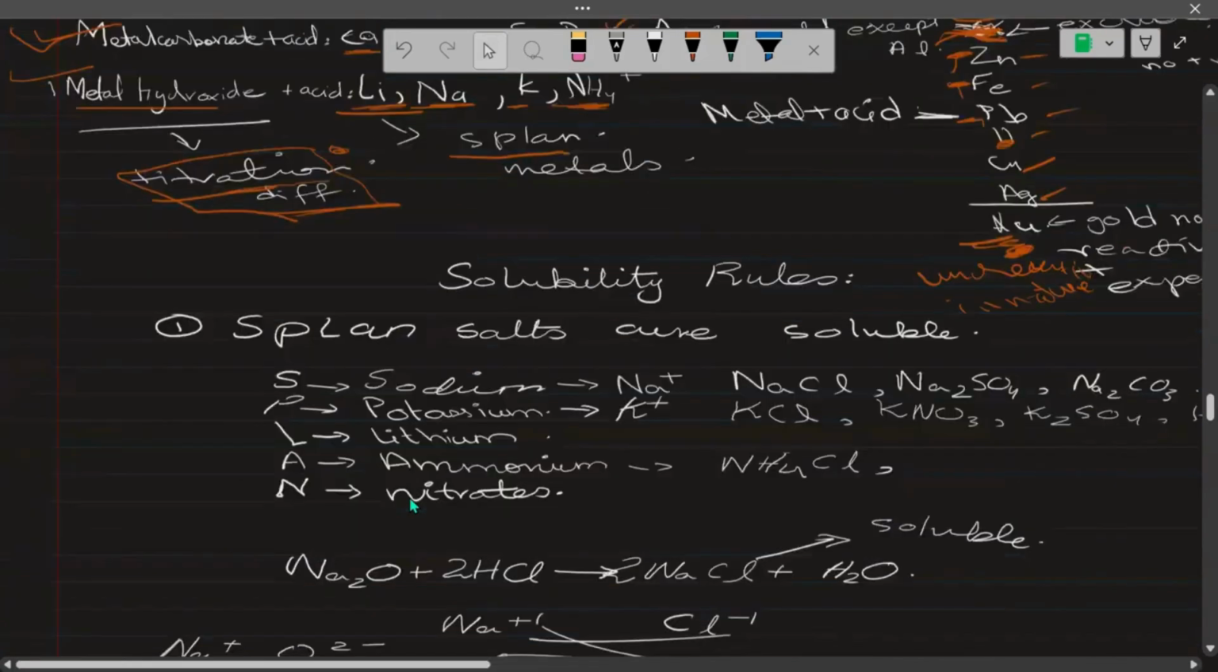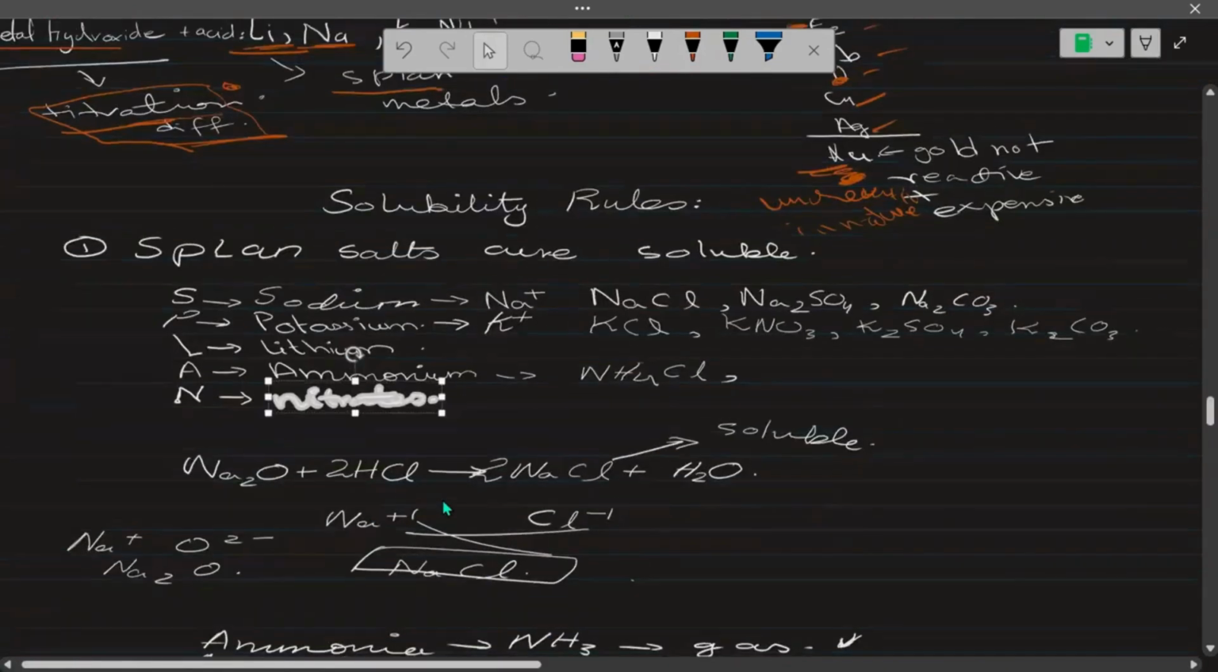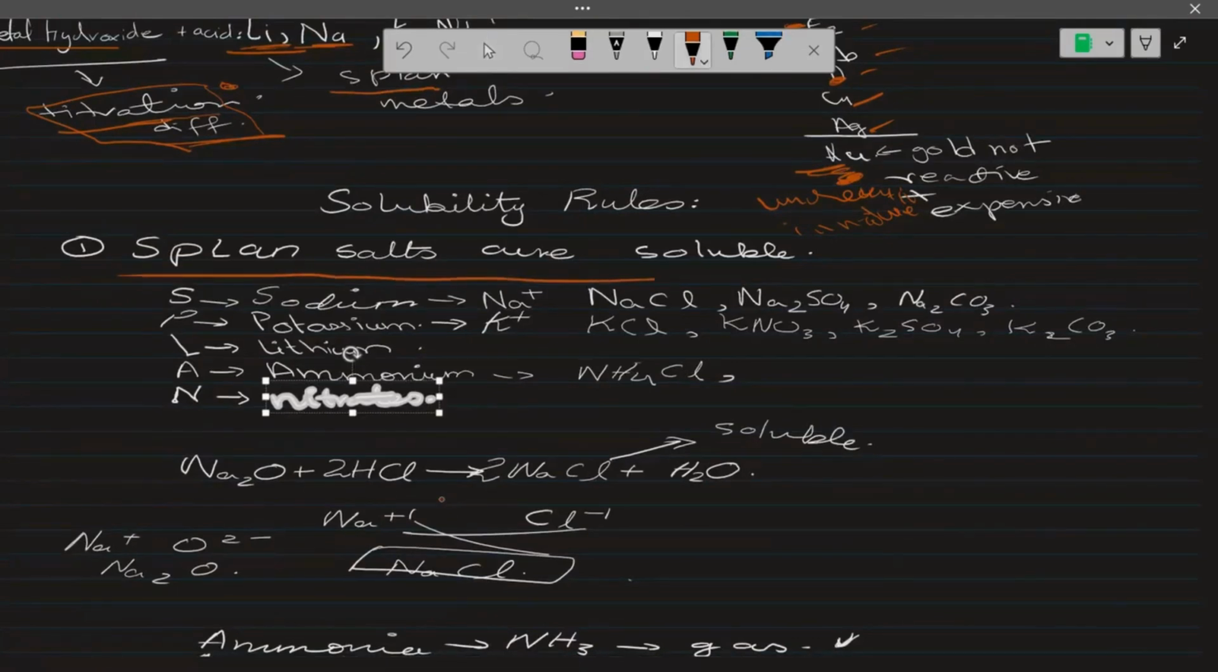Okay, now let's come to the solubility rules. The first rule is that SPLAN salts are all soluble. SPLAN is derived from some element names. For example, S means sodium, P means potassium, L means lithium, A means ammonium, and N means nitrate.